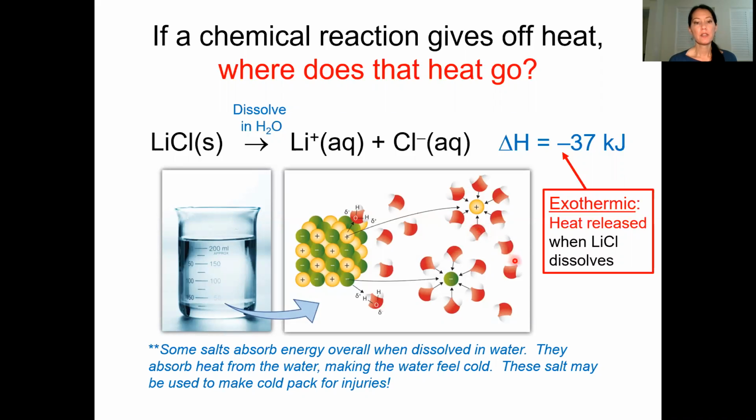So again, there are some salts that'll absorb energy overall. And where does it get that energy? Basically from the surroundings. So the surroundings in this case is the water. So if they absorb heat from the water, it makes the water feel cold to our touch. These are salts that could potentially be used to make cold packs for injuries. Salts that are exothermic when they dissolve in water could potentially be used to make hot packs.